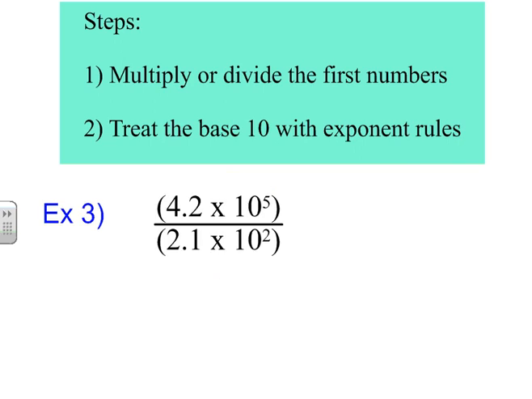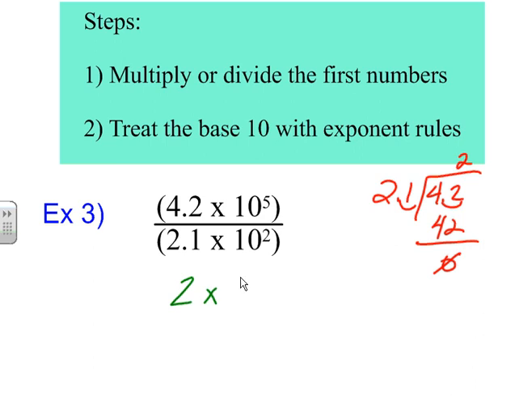Let's take a look at a division problem very quickly here. And here we have 4.2 times 10 to the fifth divided by 2.1 times 10 squared. We have to take that 4.2 and divide it by 2.1. Move the decimal over, times 2 will get us even, so we know that that's going to be 2.